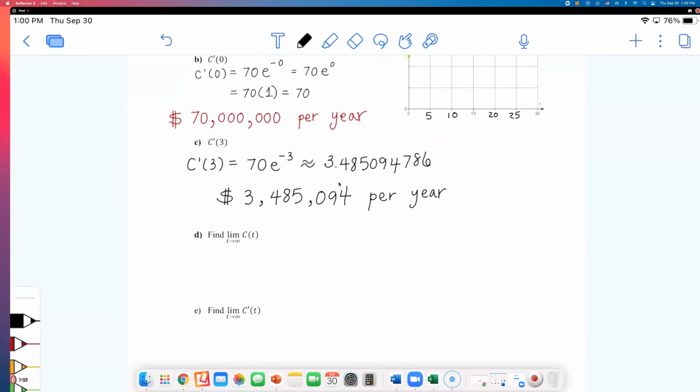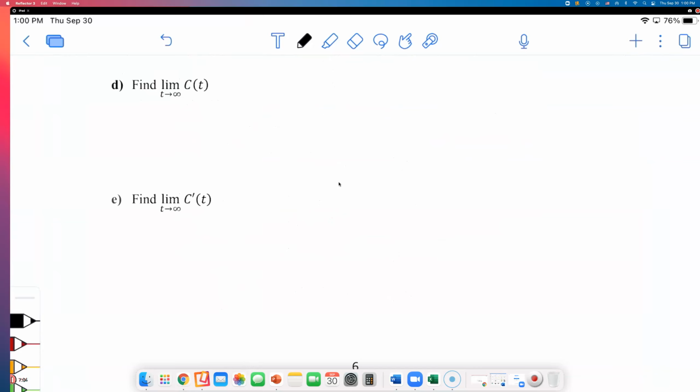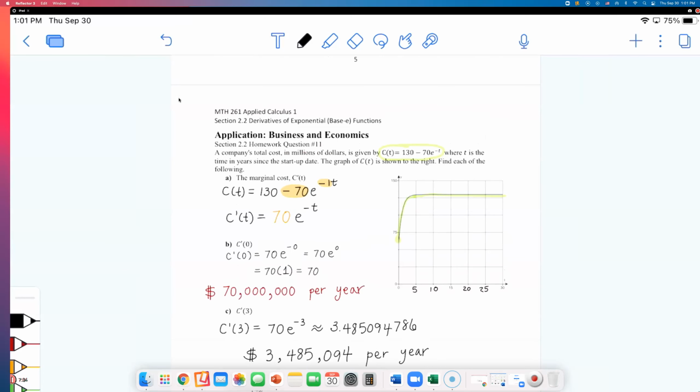Okay, next. Now what's this? They want us to find the limit of this cost function as t goes to infinity. So what does that mean? If you think about it, we wait an infinite number of years. Let's say this company started in 2000, but we wait until 3000. Well, maybe that's too far. Maybe like 2500, long in the future. How did they word this? What will be the company's total cost?